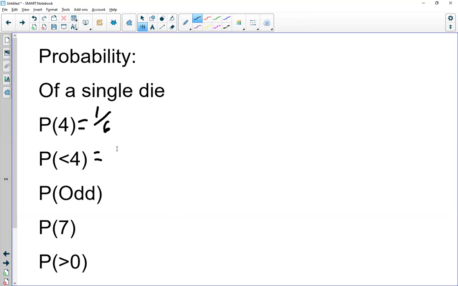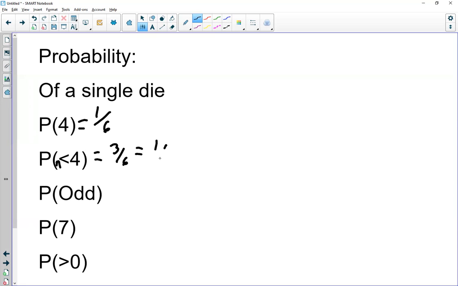The probability of getting less than 4. So you have a number less than 4. I'll put a letter next to it. So n is less than 4. Okay, 1/3. So n is less than 4. So that's 3, that's 2, and that's 1. So that's 3 over 6.